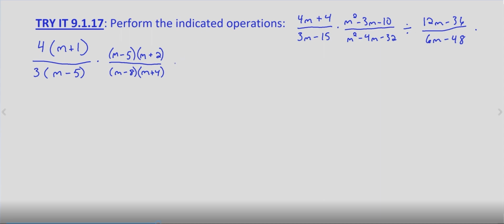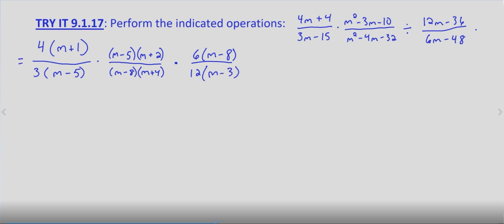And then we will flip and change this to multiplication. So we have times 6m minus 48 over 12m minus 36. And I'm going to go ahead and factor those as I put them down, because we're just making the numerator the denominator and vice versa. So let's look at 6m minus 48. That's a common factor of 6. So 6 times m minus 8. And then 12m minus 36, we're taking it from the numerator to the denominator. That has a common factor of 12. 12 times m minus 3.